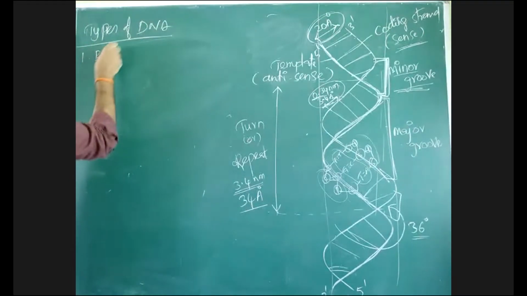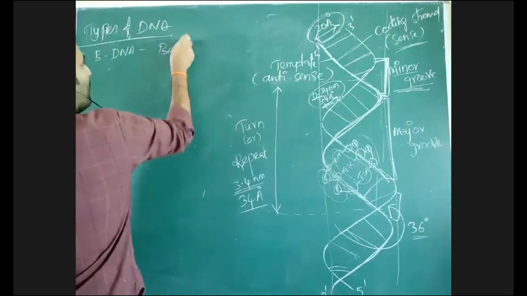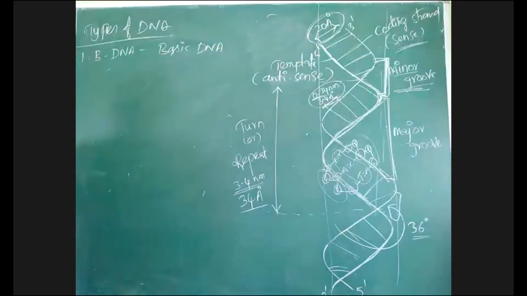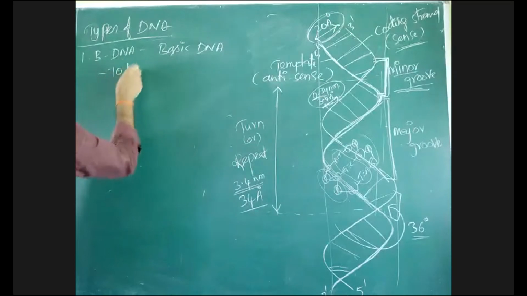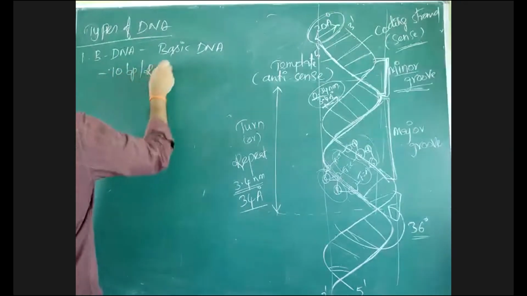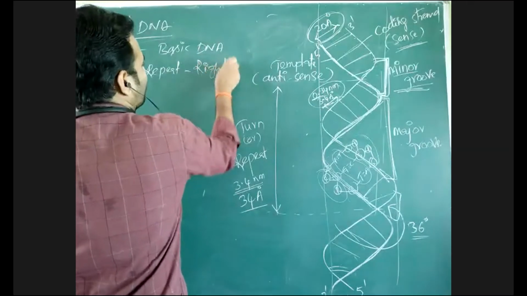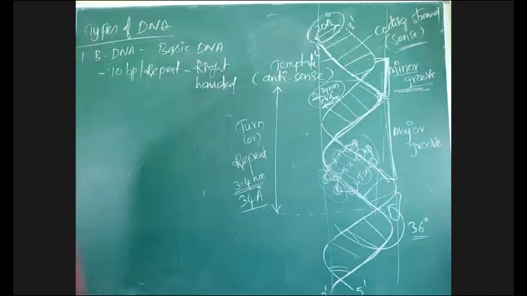One is bDNA. bDNA stands for basic DNA. This basic DNA has 10 base pairs per repeat and it is right-handed helical. Right-handed helix means that it is an alpha helix. It is a right-handed alpha helix.